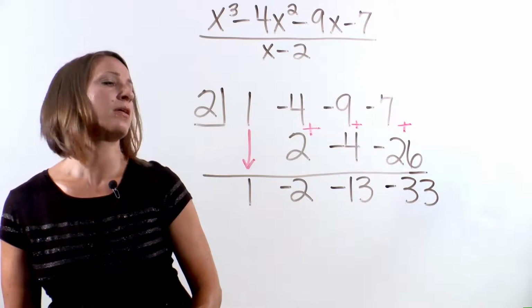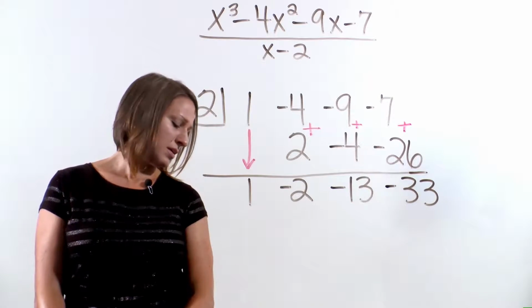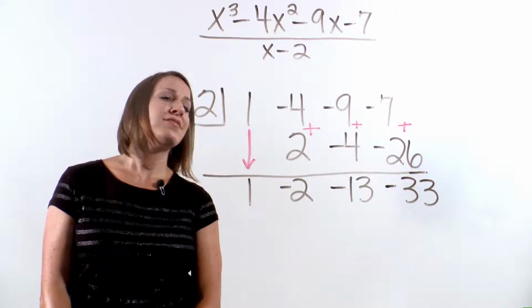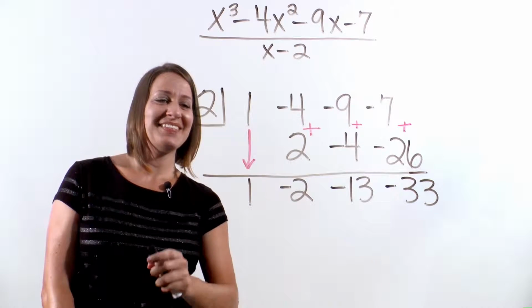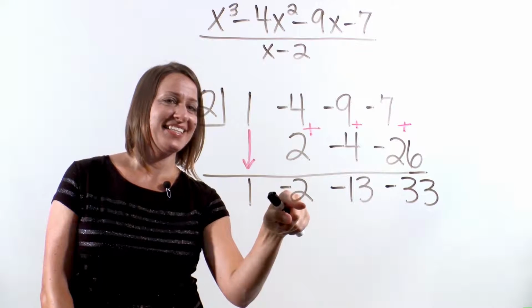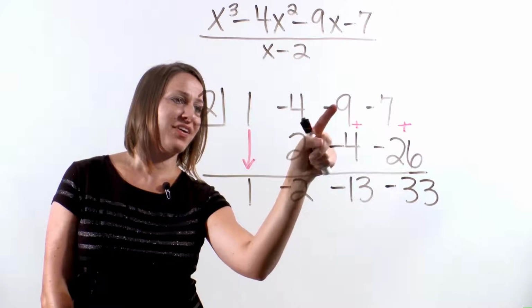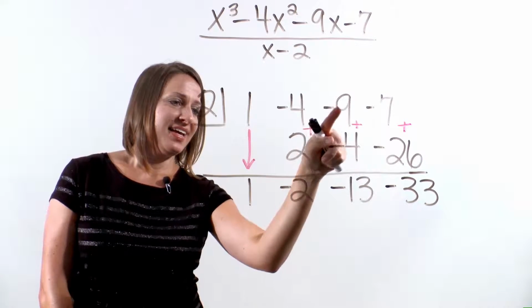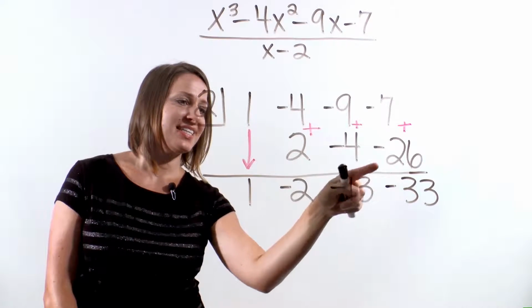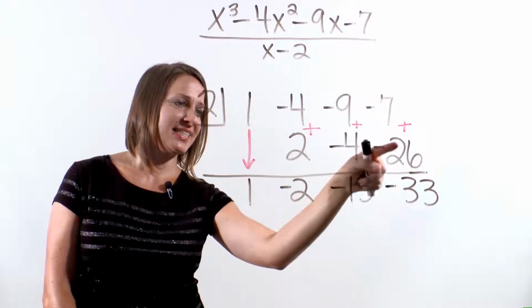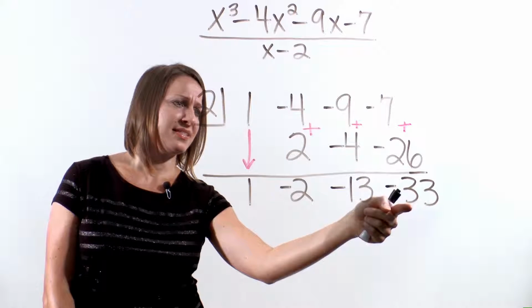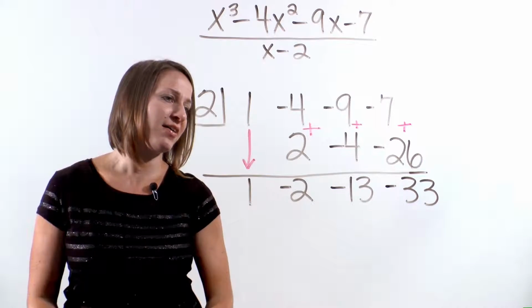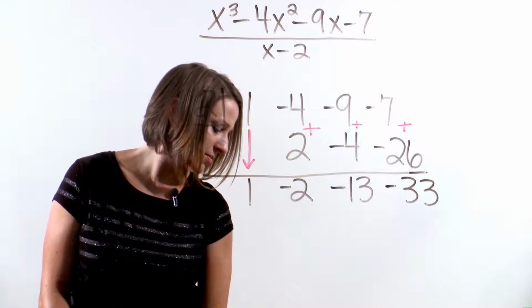Okay, pause right there. Let me just make sure this math is right. I've done this problem a million times, but I don't remember this answer. Let me just make sure I did it. Negative 2, 4, that is 13, that is 26, right? 7, and that's negative 33. I don't have my answers written down, but I think that's right.